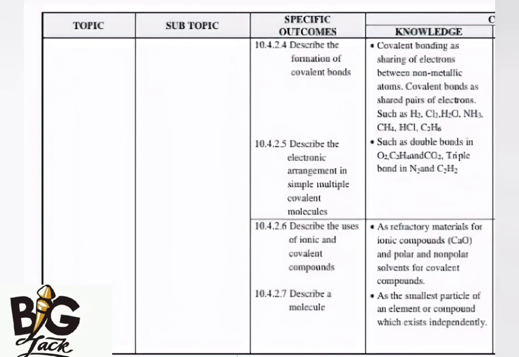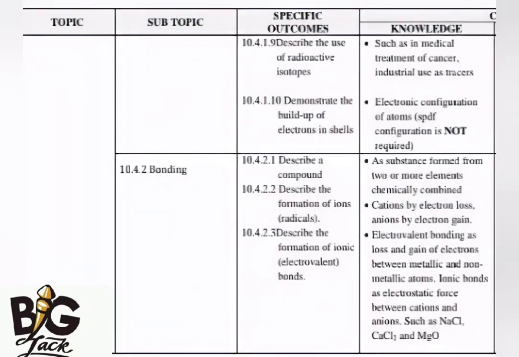Okay. Apart from that one, they are going to ask you to describe the uses of radioactive isotopes. Now, on this part, if they ask you to describe the uses of radioactive isotopes, the first one you're going to say is in the treatment of cancer. Apart from that one, industrial use as tracers. So it is used in industrial use as tracers or in the treatment of cancer.